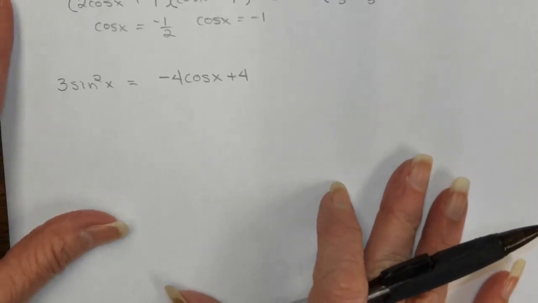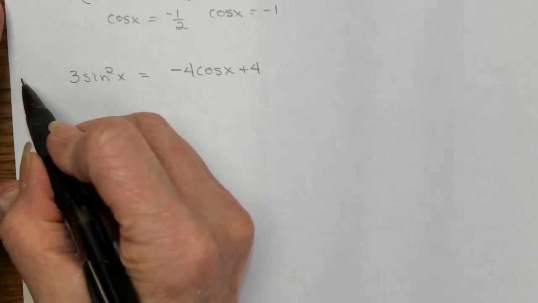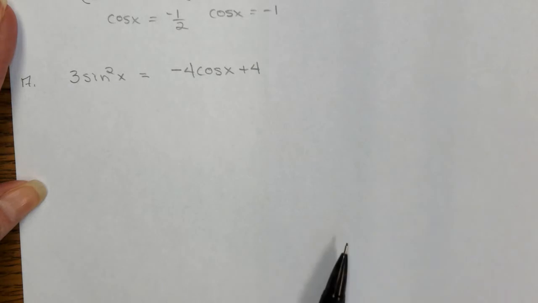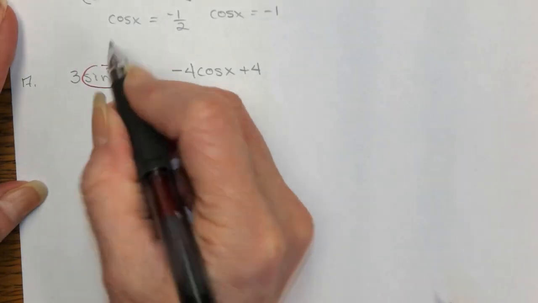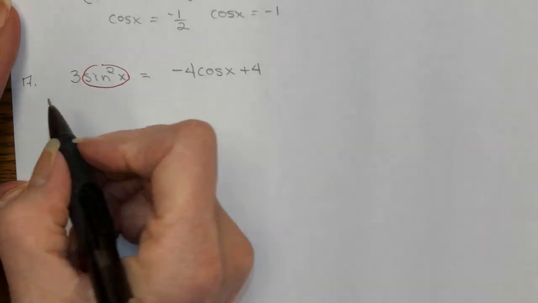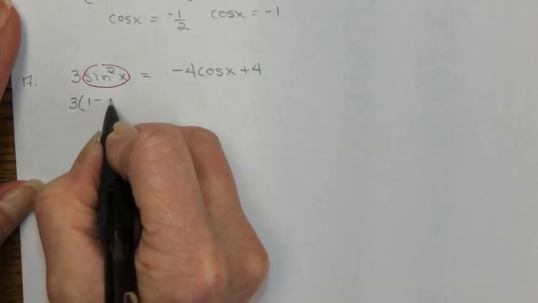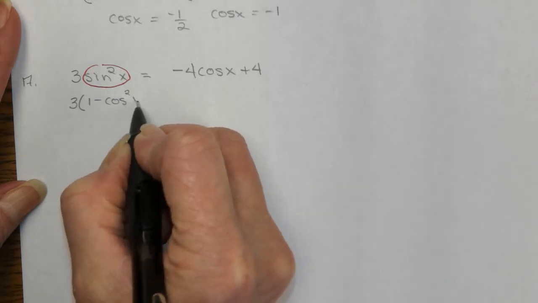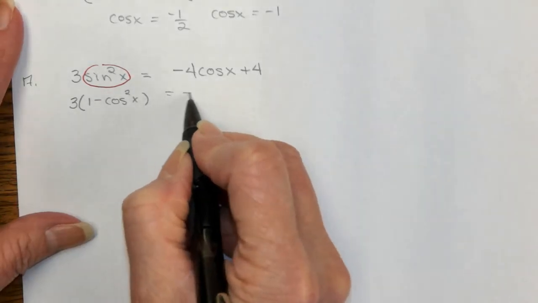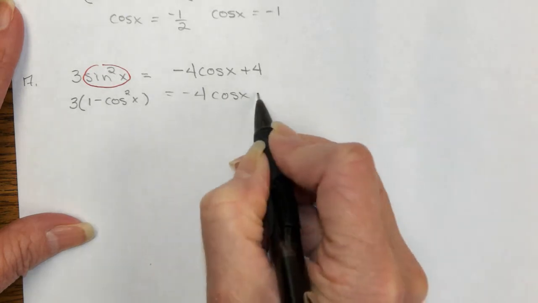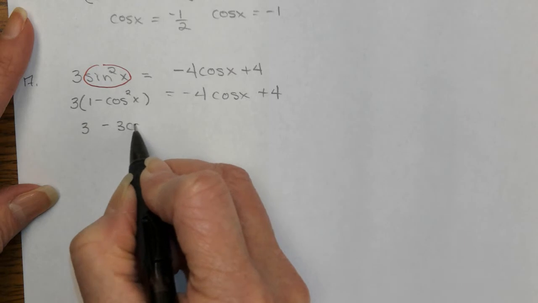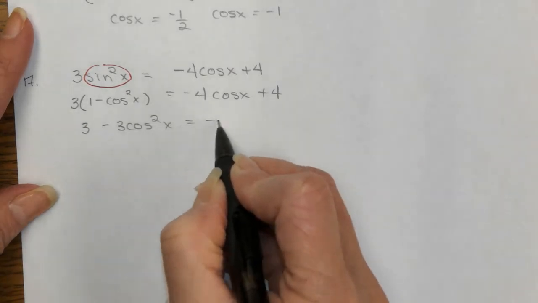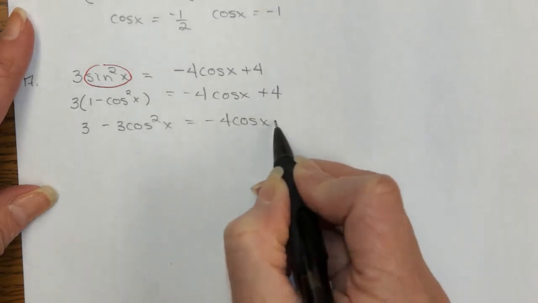All right, so let's take a look at this. It's all supposed to be in terms of cosine, and I've got a sine squared here. So I know that I need to use a Pythagorean substitution to get rid of that sine squared x. So I'm going to put in 3 times 1 minus cosine squared x equals negative 4 cosine x plus 4. So I'm going to have 3 minus 3 cosine squared x is equal to negative 4 cosine x plus 4.